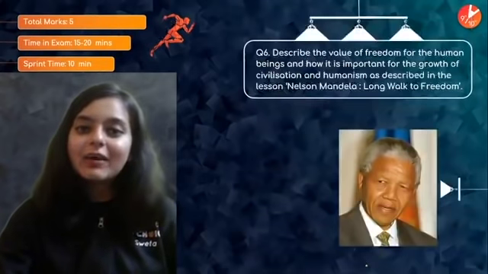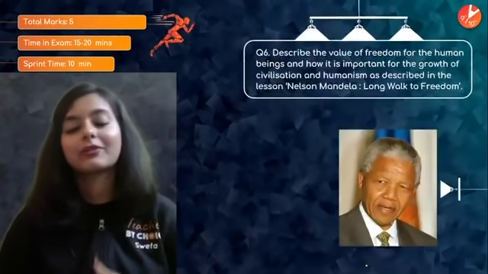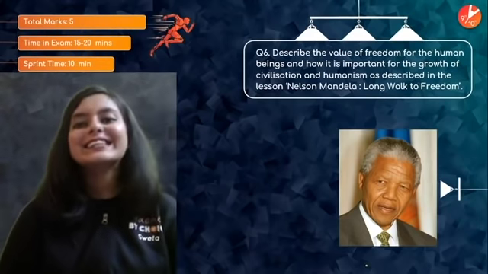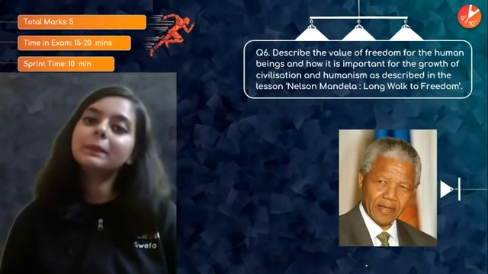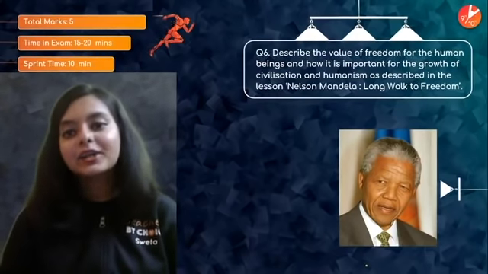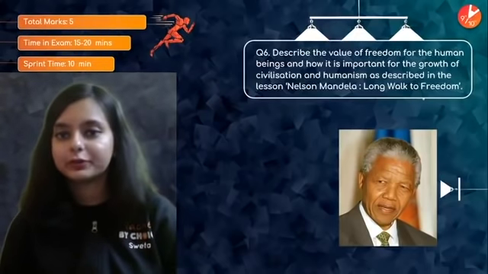Okay, guys, so now we move to the sixth question. Again, of 5 marks, for which you again have 10 minutes. That is the sprint time. Describe the value of freedom for human beings and how it is important for the growth of civilization and humanism, as described in the lesson Nelson Mandela Long Walk to Freedom.